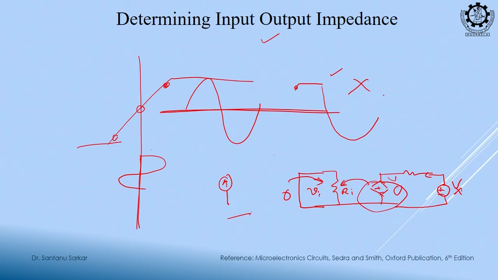If I choose this as my Q point, what will happen? On the lower side I do not have room, on the upper side I have full room. I have to amplify it, right? I have to amplify a sine wave. In a sine wave I have both the upper half and the lower half. So, where should my Q point be? Middle.